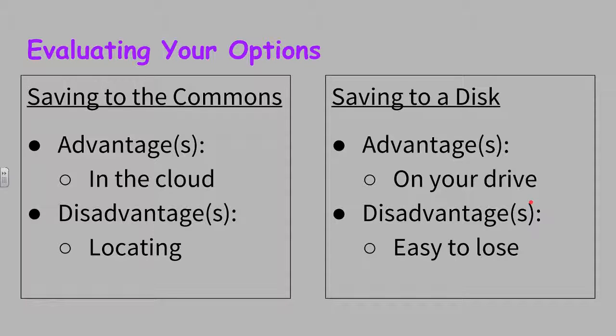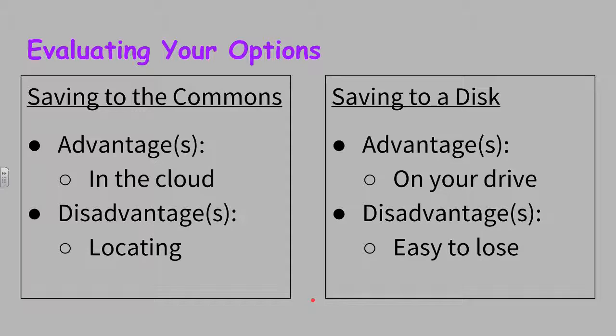So if you saved it to a flash drive, for example, and you lost your flash drive, you would then have lost your course. If you saved it to the hard drive of your school-issued laptop and your laptop got broken or damaged or for whatever reason stopped working over the summer, you would no longer have your course. So I would encourage you to think very carefully about which of these two options you would like to do and then proceed from there.